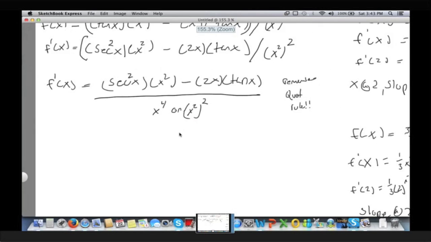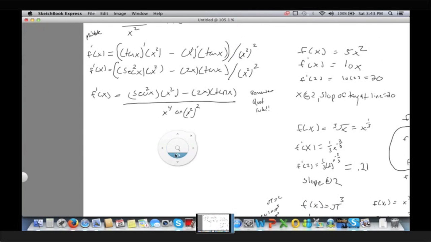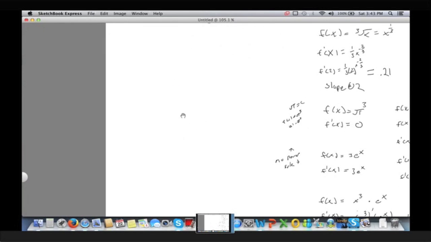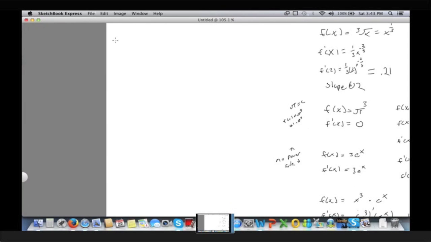Say f of x equals x squared, left parenthesis x squared plus 3x to the fourth, right parenthesis secant x. And let's find the derivative.